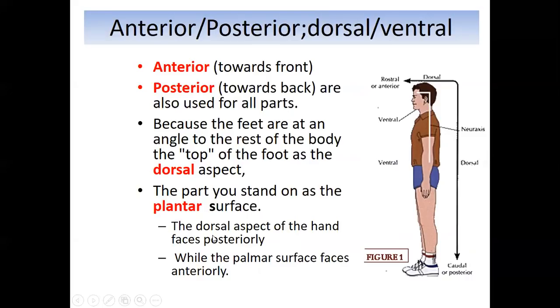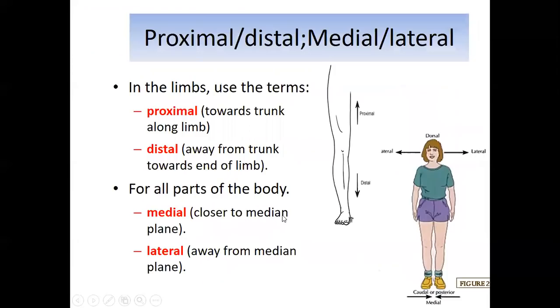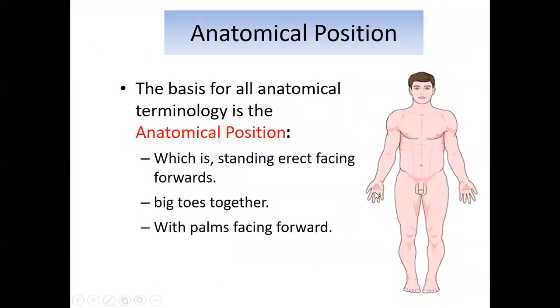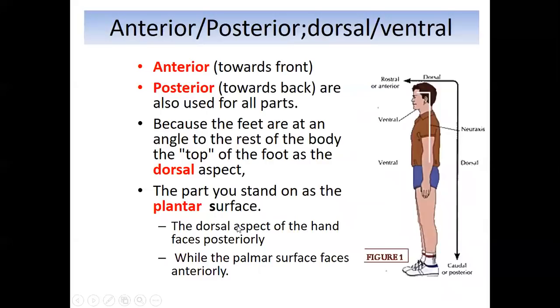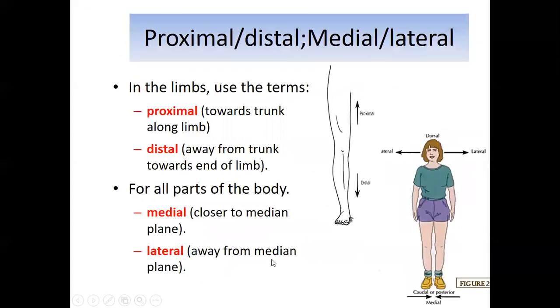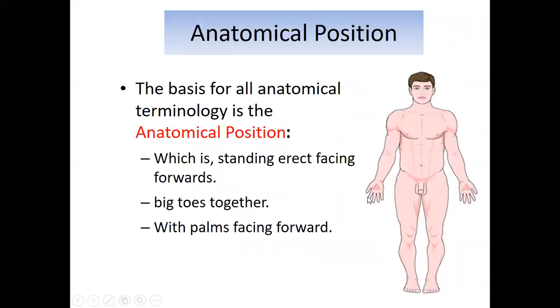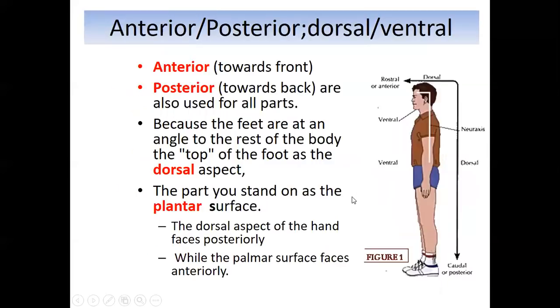How about the hand? The dorsal aspect of the hand faces posteriorly. Whenever you put the body in the anatomical position, the dorsal aspect of the hand is facing posteriorly. If you see here from this picture, the dorsal part is facing posteriorly, and this is the palmar surface. You can see it's facing anteriorly.